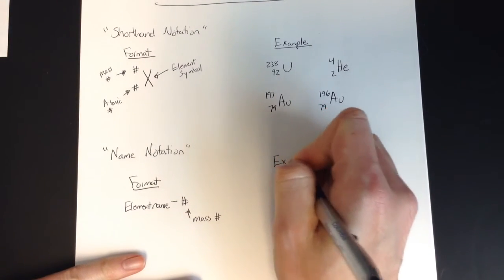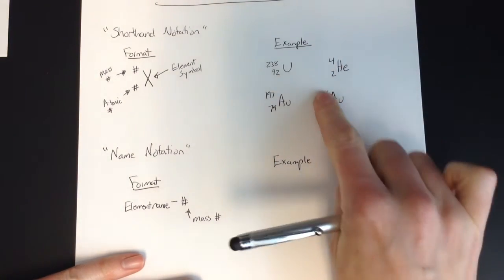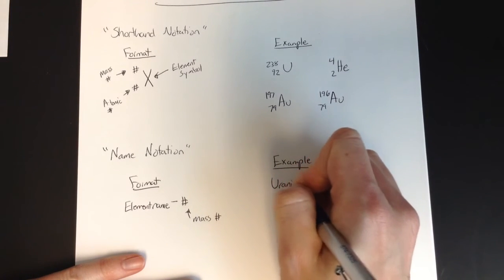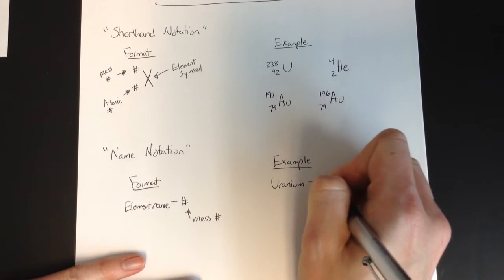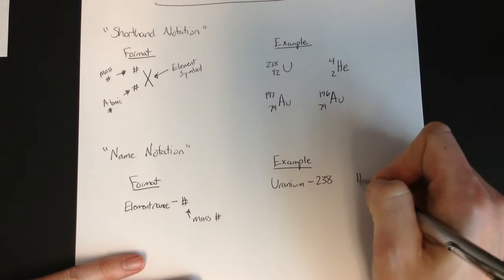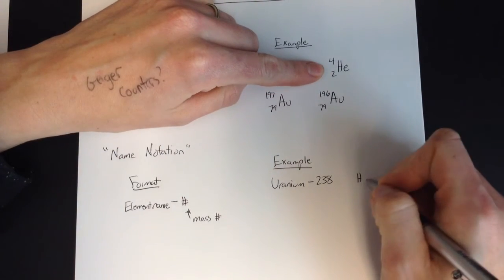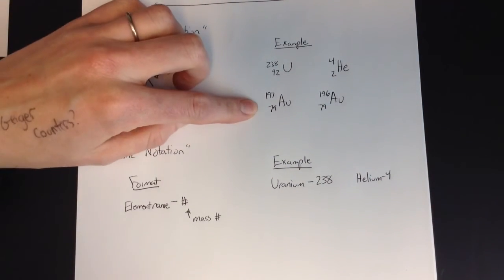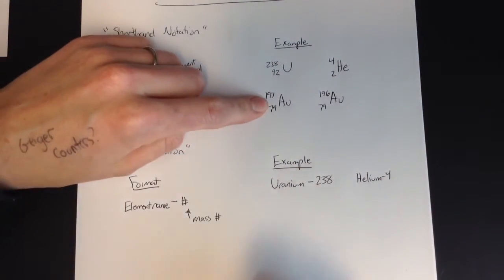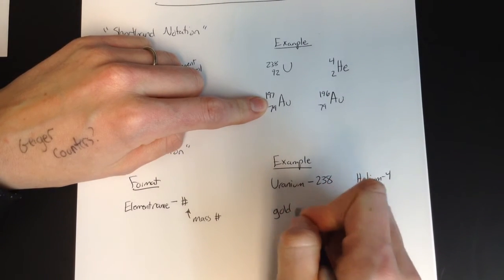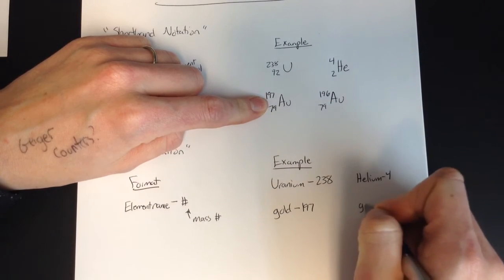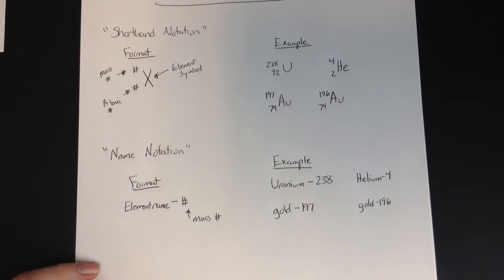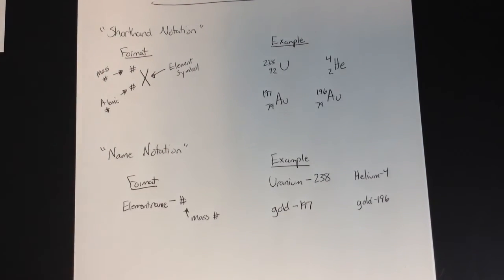I'm going to use the same ones from up here as my examples down here. So that U stands for uranium, so that would be uranium 238. The one next to it, helium with the 4 on it, this would be helium 4. Now we can tell these two isotopes of gold from each other by writing this down, gold 197 and gold 196. That's the name of that particular isotope, so that's why I called it name notation.